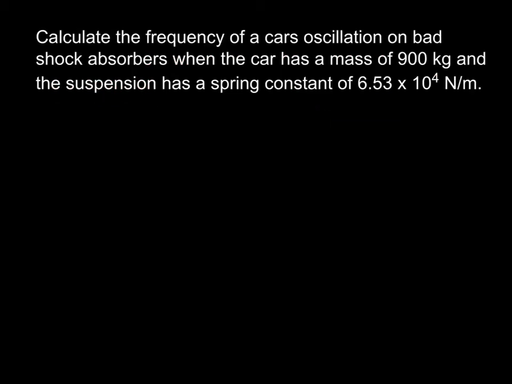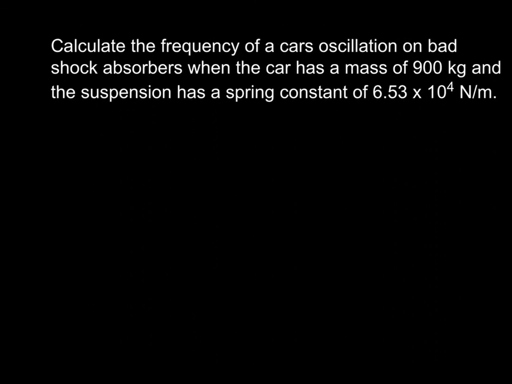So we want to calculate the frequency of a car's oscillation when it has bad shock absorbers. When the shock absorbers aren't working, they're not damping the motion of the suspension in the car. It's just going to let the car bounce up and down. And so the car has a mass of 900 kilograms, and we have our spring constant of 6.53 times 10 to the 4th newtons per meter. We want to know frequency.